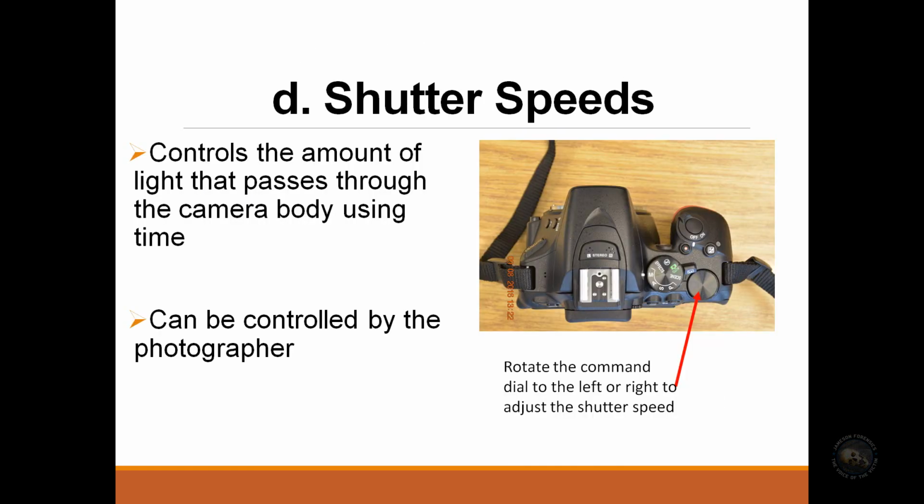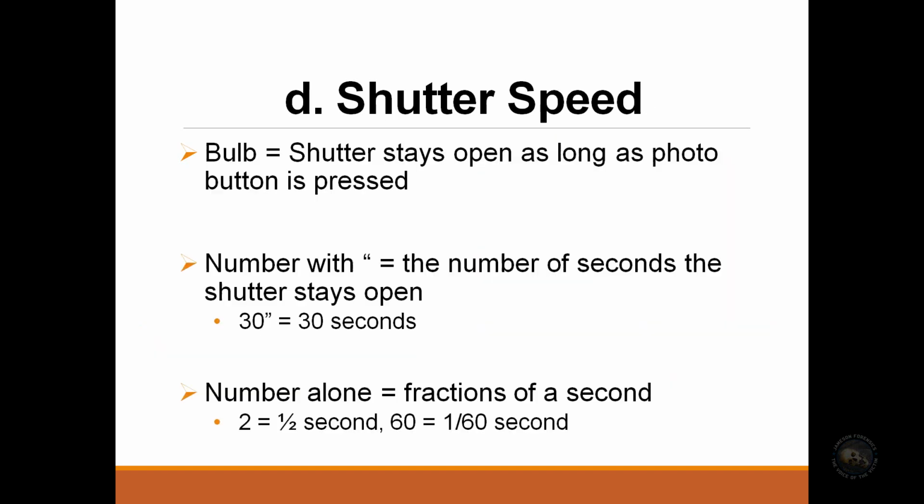Shutter speeds control the amount of light that passes through the camera body using time, and they can be controlled by the photographer. There's a couple of options on the shutter speed. When you see the bulb option, it allows the shutter to stay open as long as the photo button is pressed.